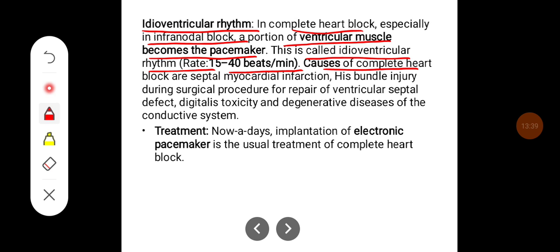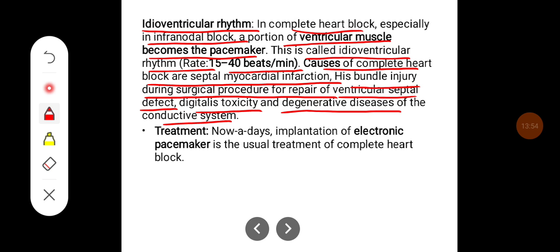The causes of complete heart block are septal myocardial infarction, His bundle injury during surgical procedure for repair of ventricular septal defects, digitalis toxicity, and degenerative disease of the conducting system. Treatment nowadays is the implantation of an electronic pacemaker, which is the usual treatment for complete heart block.